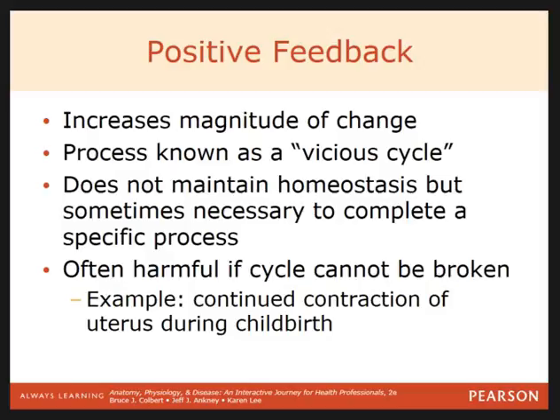Now, sometimes if a process has been completed, like the book talks about labor and delivery with oxytocin being released and causing contractions, once the baby's born, then other chemicals are released in the body and it will balance that out. The challenge with positive feedback is it could be very harmful if we can't break the cycle. So if a woman continues to have contractions after she delivers, she could actually have a rupture in her uterus.